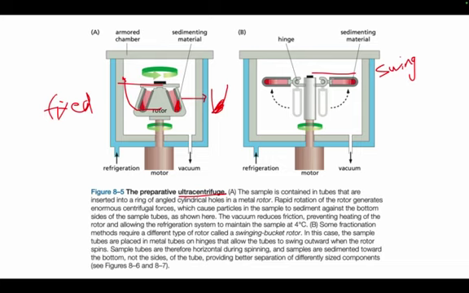Also, the centrifugal force is applied directly like this. So when we remove our tube from a swinging bucket rotor, the pellet will be formed exactly at the bottom. It won't be on the side, it will be exactly at the bottom of the tube. So in most preparative ultracentrifuges, you will see a swinging bucket rotor.